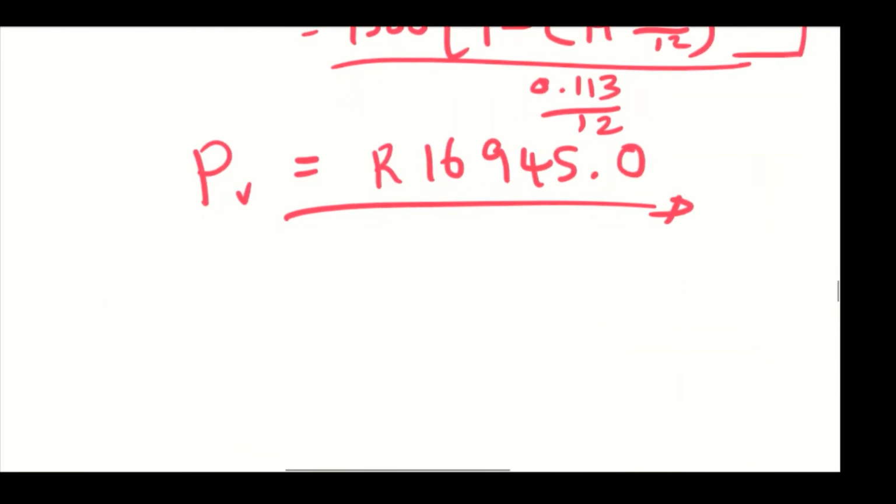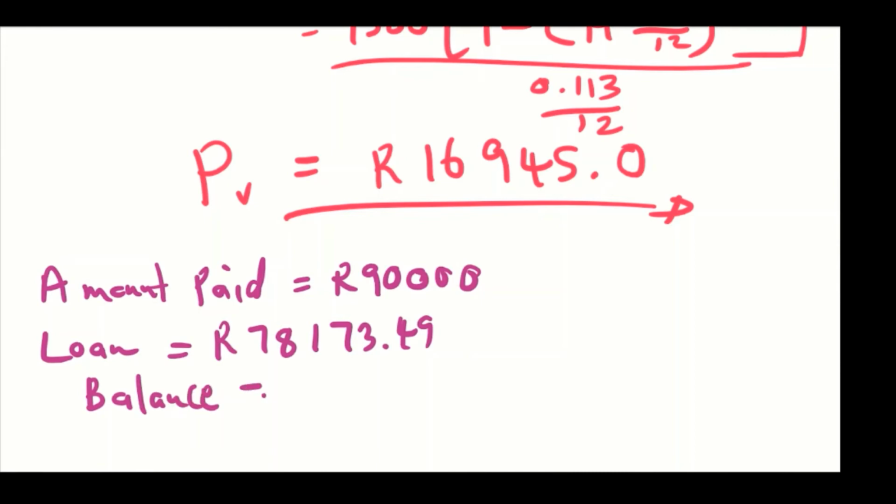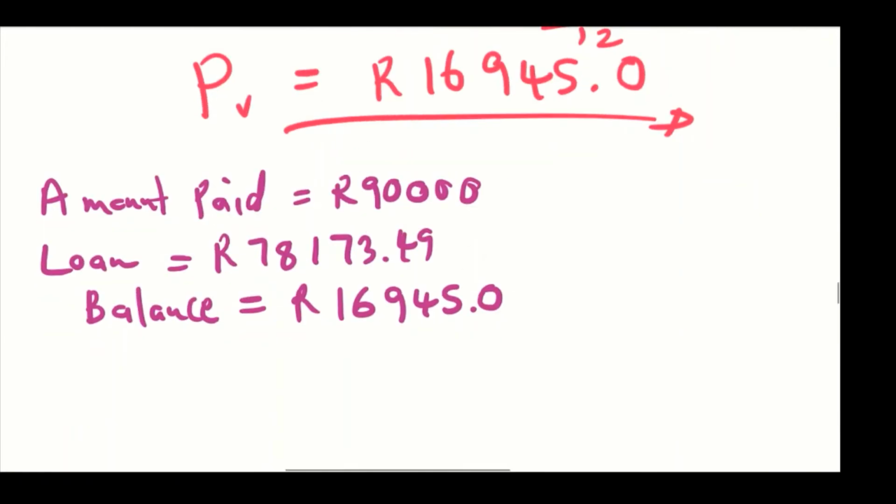This is going to be the balance. So remember that you have your amount paid, which we calculated just above. The amount paid is equal to 90,000 rand. The loan is equal to 78,173.49, and the balance is equal to 16,945.0. We want to identify the interest here.